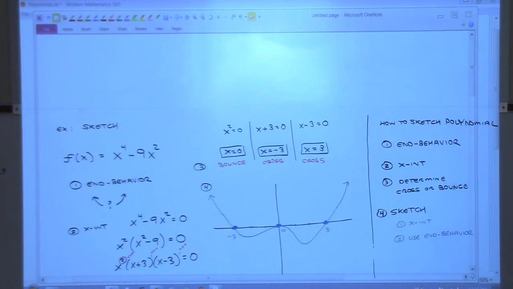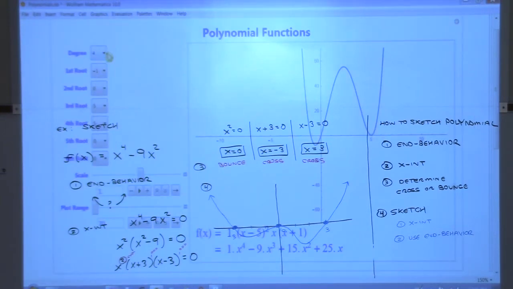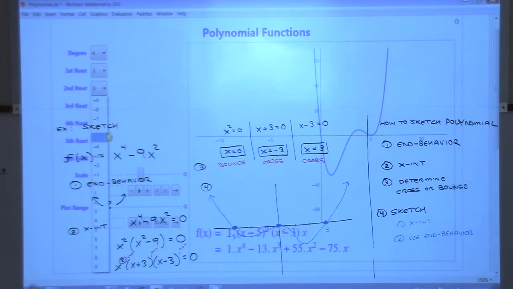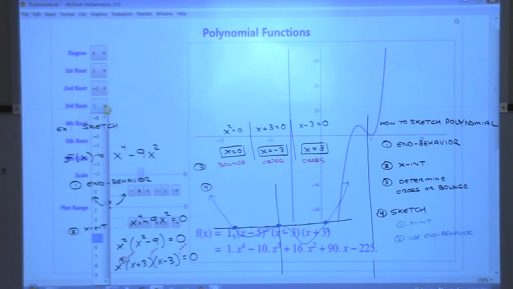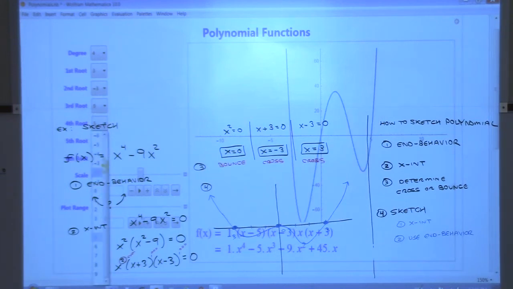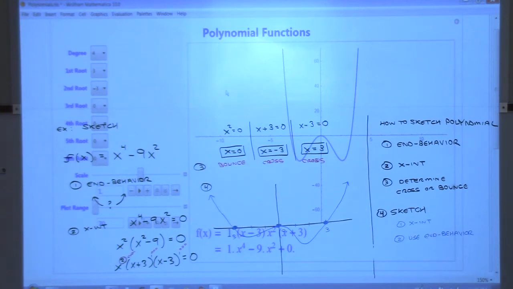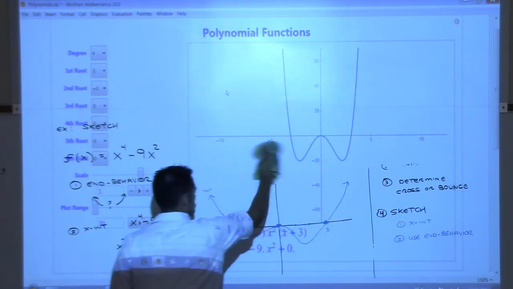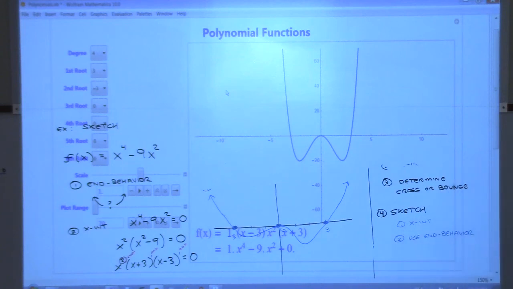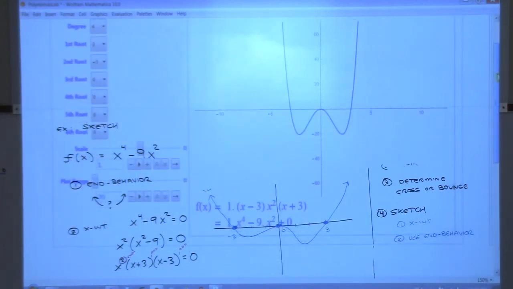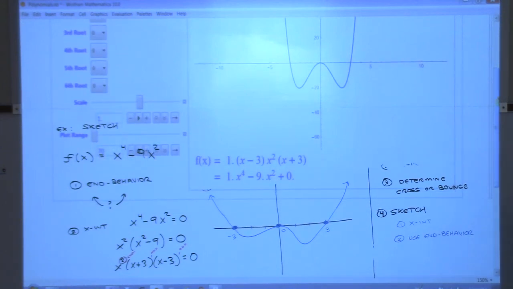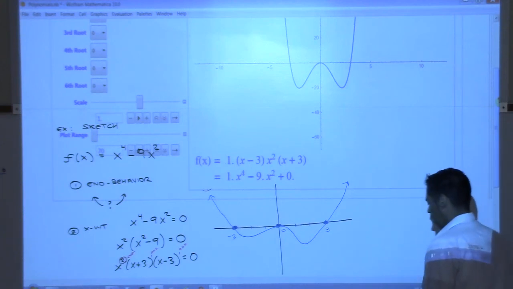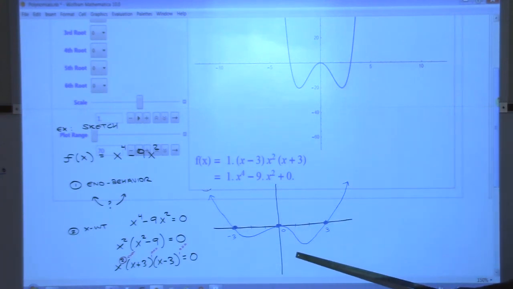Now I'm going to have the computer graph this for us, and we're going to compare ours to the computer's. What was it? It was 3, -3, 0, and 0. All right. Well, I've got a lot of stuff up there I need to erase. There we go. Okay, so there's the computer's rendition of the graph, and here's ours, right?